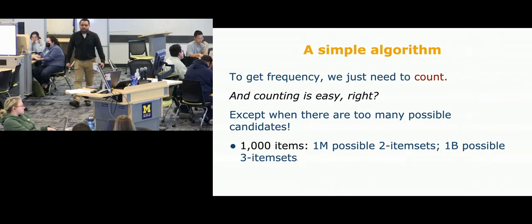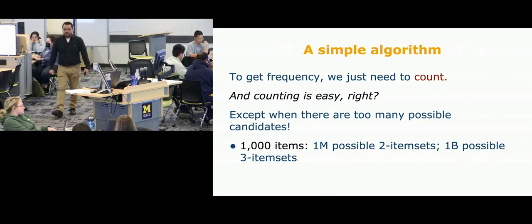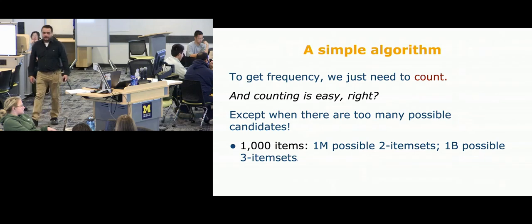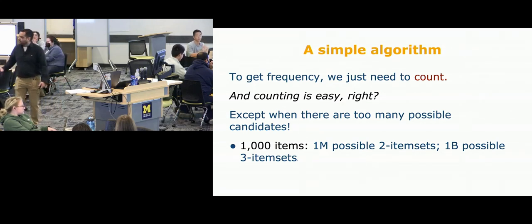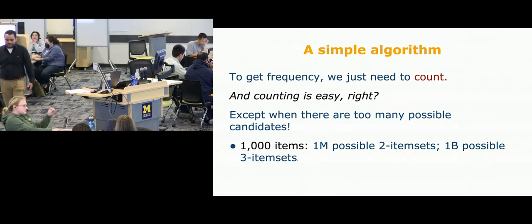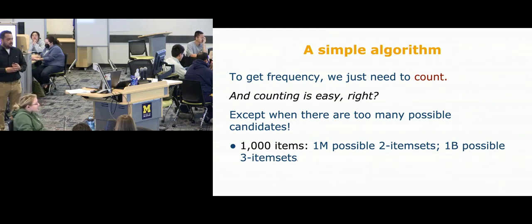So here is a simple algorithm for that. To get the frequency, we just need to count, right? And one would expect that counting is easy. However, assume that you have 1,000 unique items in your database. How many 2-item subsets are there?